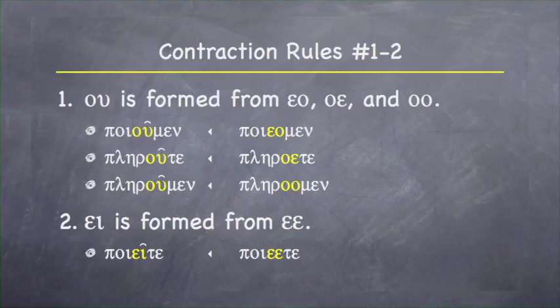The second rule of contraction has to do with the diphthong epsilon iota. And rule 2 says that epsilon iota is formed out of the combination of epsilon, epsilon. So this handles second person plural forms of epsilon contracts. You would have poieete, which would then contract to poieite. Okay, so those are your first two rules, the most important of the rules probably.